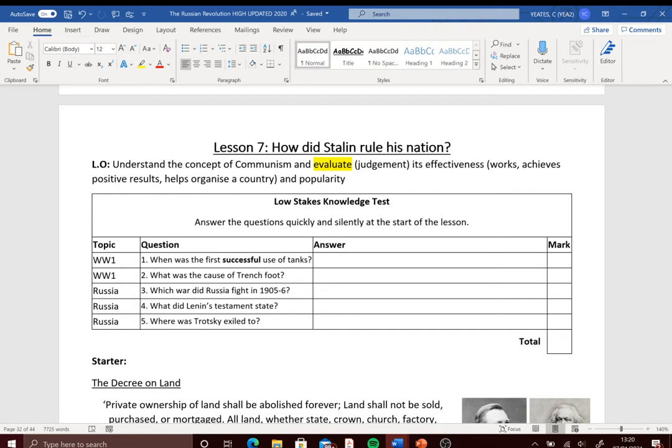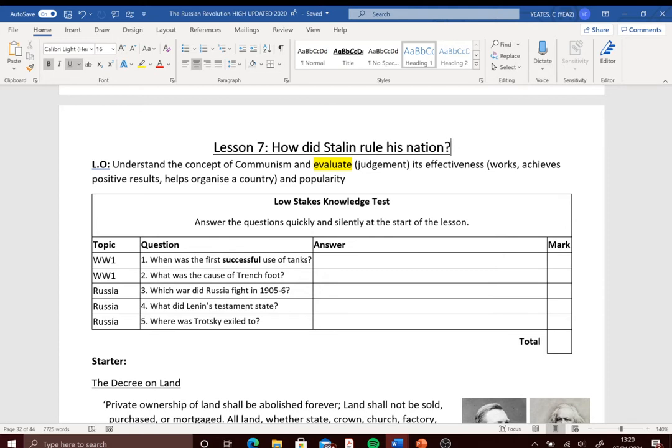So now that I've added those brackets, the learning objective is a little bit more accessible for us. So we're understanding the concept of socialism, and we are judging whether communism works, achieves positive results, or helps organize a country, and whether it is popular. Do people like this? That's the focus of today's lesson.